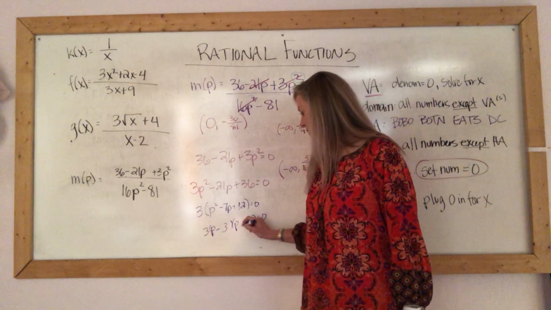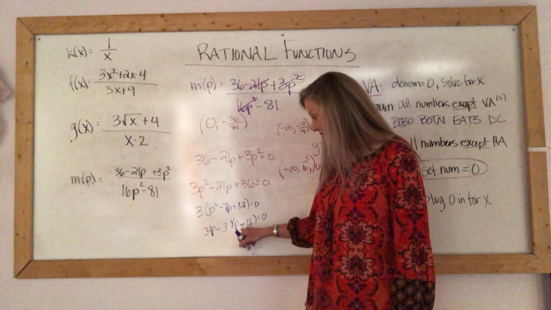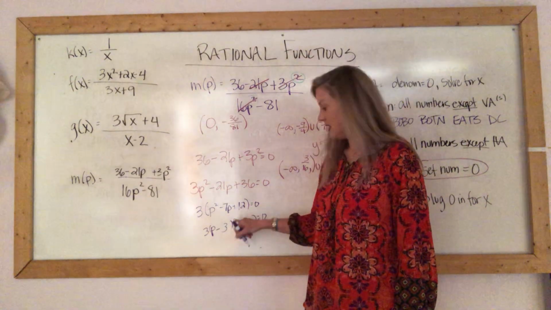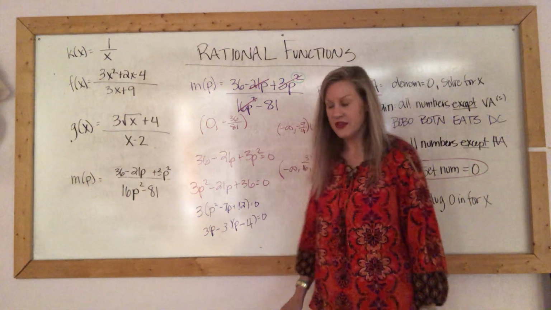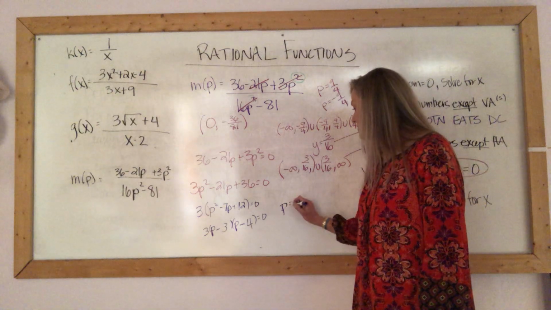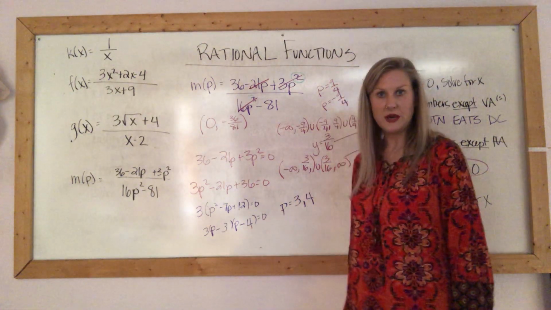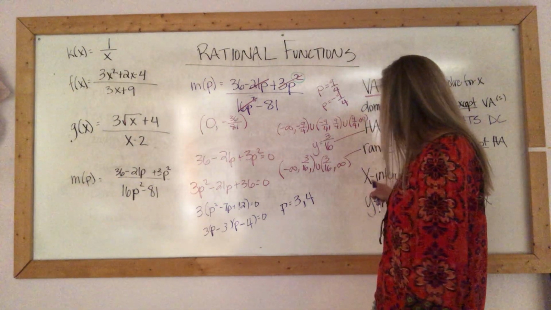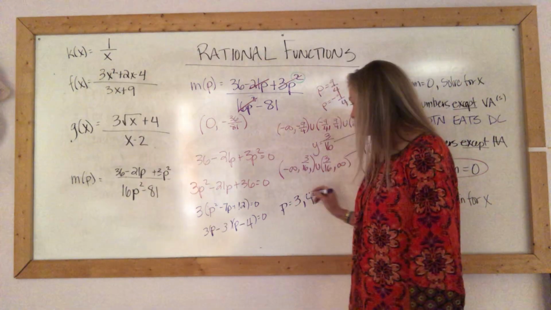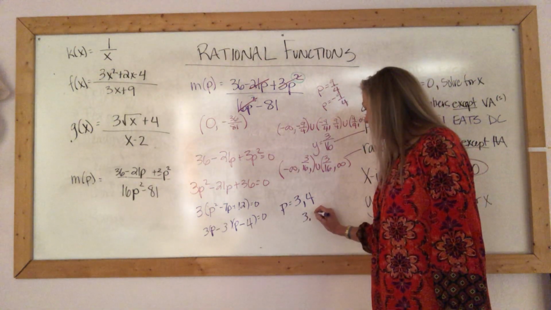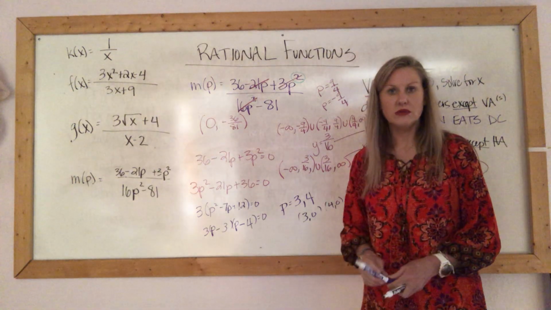And they're both going to be negative. Negative 3 times negative 4 gets my positive 12. Negative 3 plus negative 4 gets me my negative 7. So my two values are p equals positive 3, p equals positive 4. And that is where we're going to hit the p or x axis: over 3, up 0, and over 4, up 0.